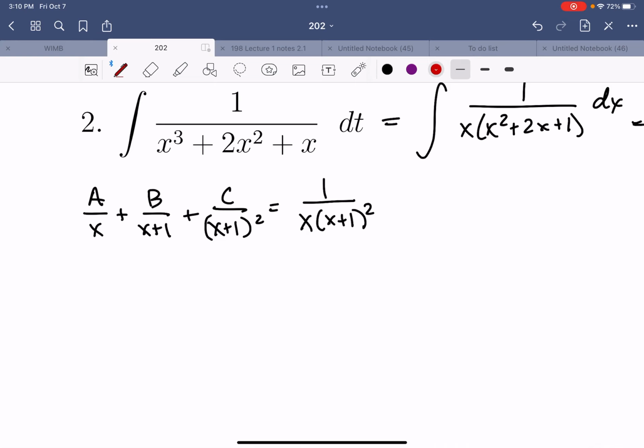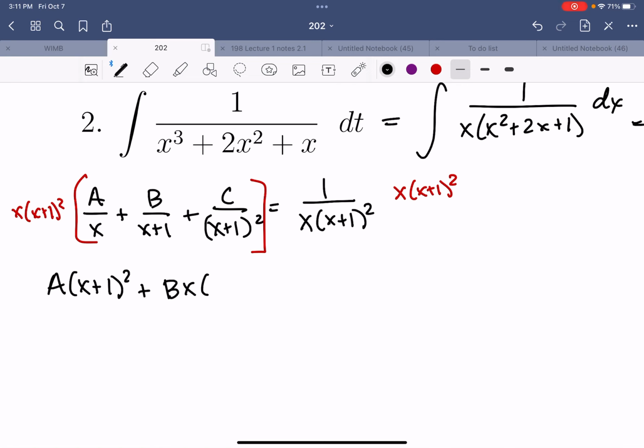If we multiply by that denominator, x times x plus 1 squared, on both sides, what happens is the following. The x cancels and I get a times x plus 1 squared. The x plus 1 will cancel and I get b times x plus 1. And I will have c times x equals 1.